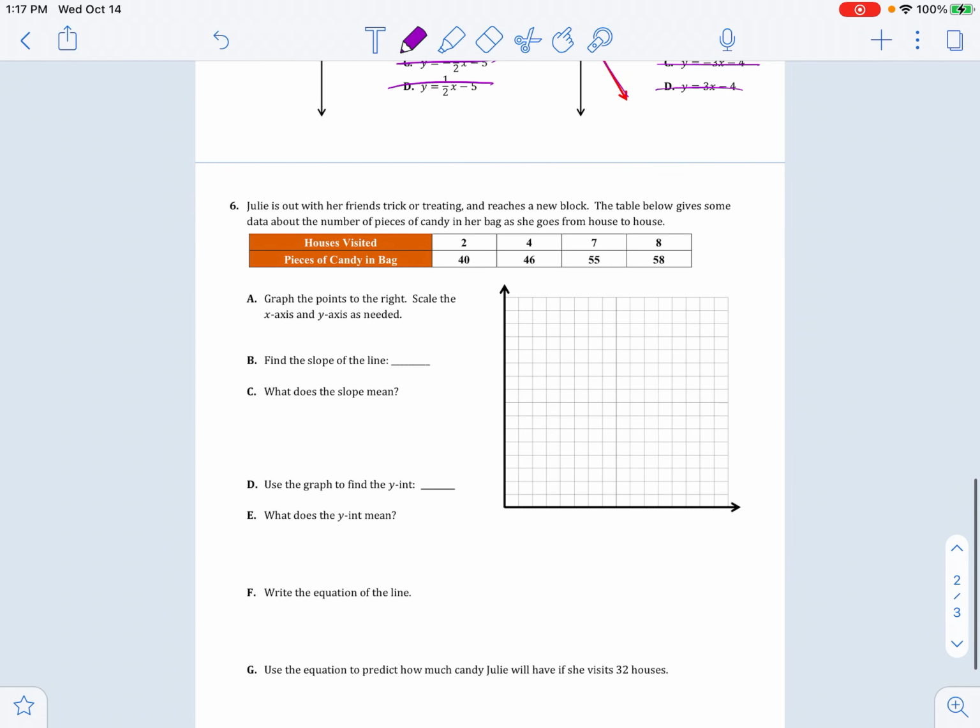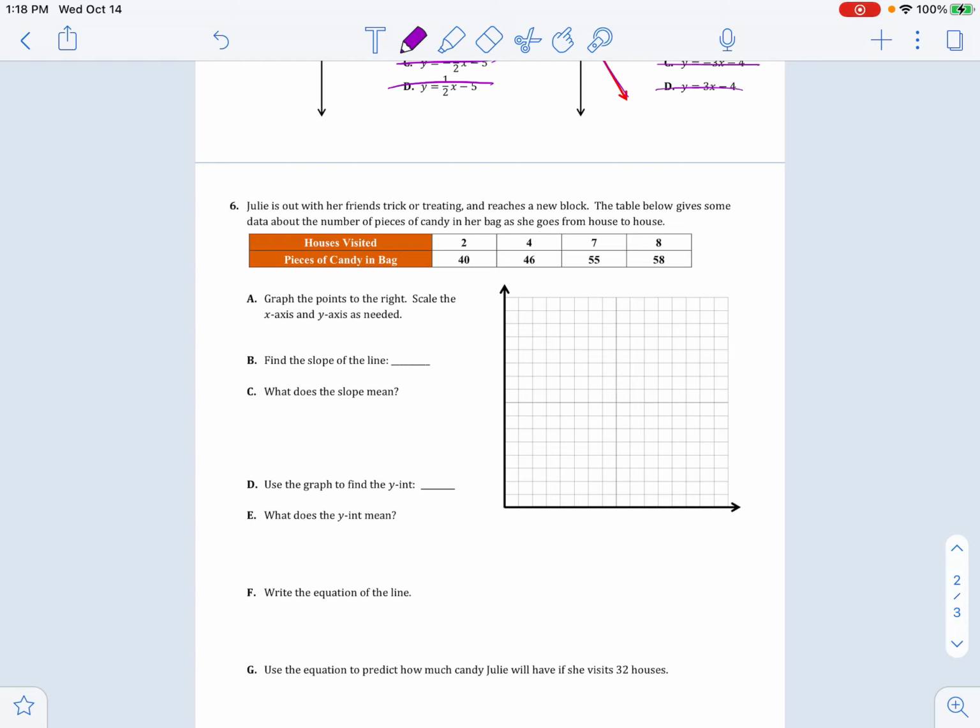Okay, the last thing that we're going to talk about today is a word problem where we have to find the slope, find the y-intercept, and write the equation of the line. It's very similar to things that we have done before. It says Julie is out with her friends trick-or-treating and reaches a new block. The table below gives some data about the number of pieces in her bag as she goes from house to house. So, houses visited is X, pieces of candy in her bag is Y. After 2 houses, she had 40 pieces of candy, 4, 46, and so on.